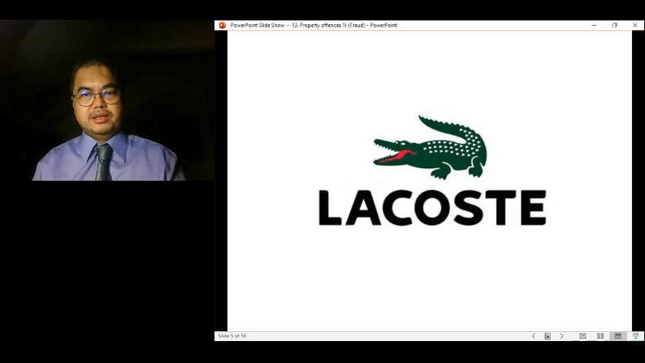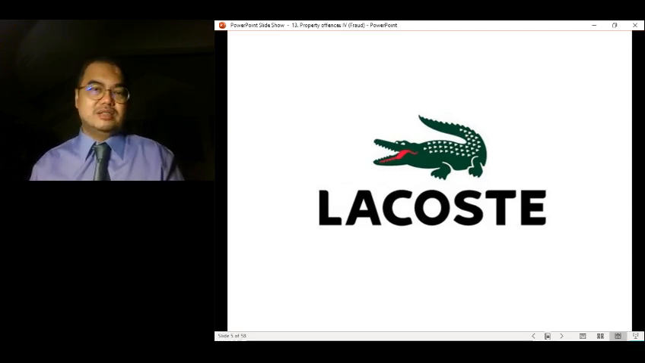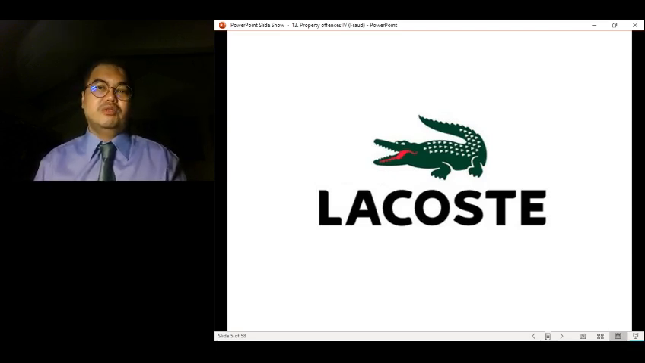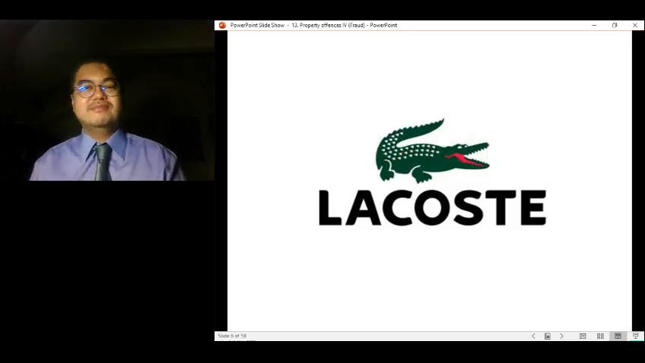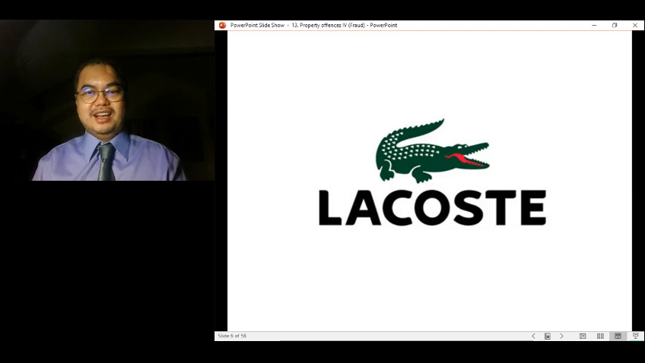But first, look at this logo. Is there anything wrong with this logo? Some of you who are familiar with this brand or familiar with branded stuff would immediately know that if you see a t-shirt with the logo like this on it, it's not going to be a genuine good, because the real logo has the crocodile facing to your right. So be careful when you want to buy this kind of goods.